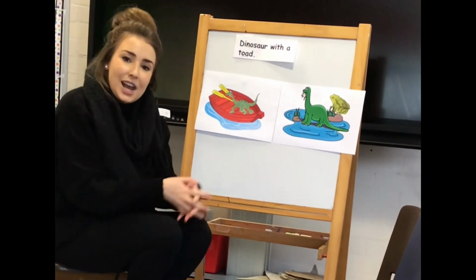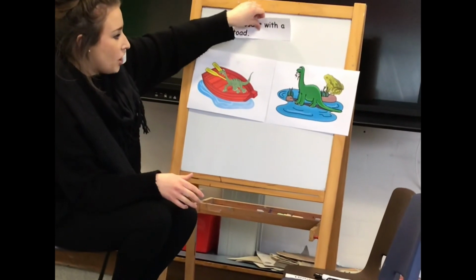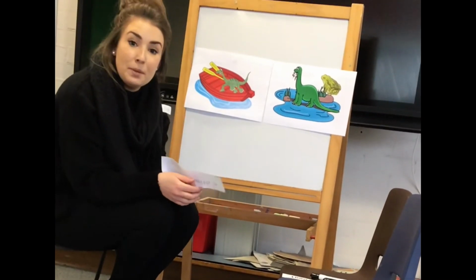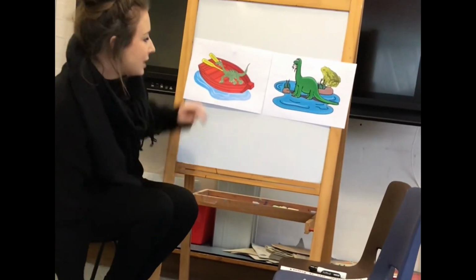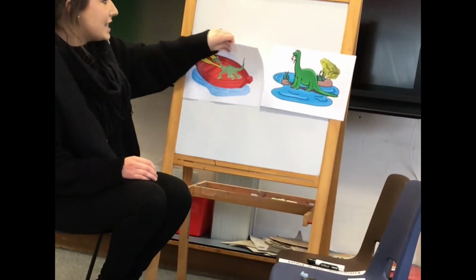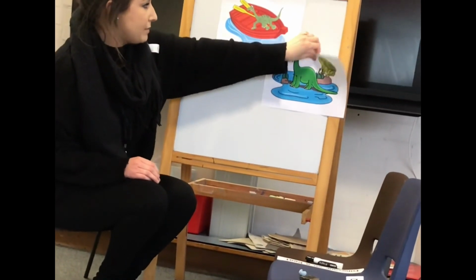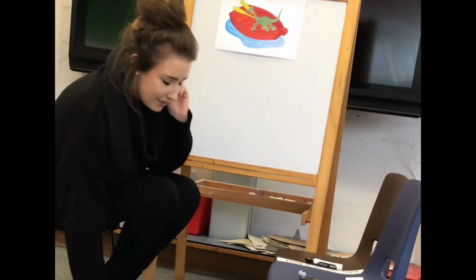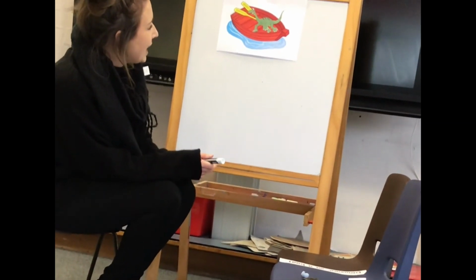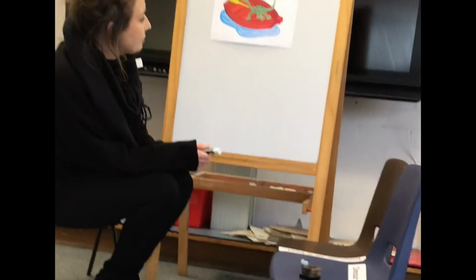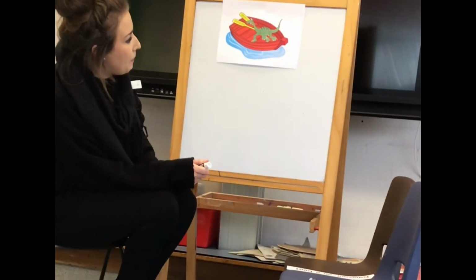Now, as a challenge for you at home today, okay, I'm going to leave a picture on the board. Okay, and I'm going to put the pictures on the website for you as well so that you can see them. But I would like you to write a sentence about one of my pictures, and I'm going to show you what I mean. So, let me have a think. I'm looking at my picture and I can see a dinosaur and he's in a boat. So my sentence could be, dinosaur in a boat.